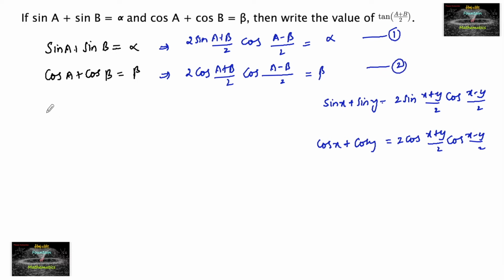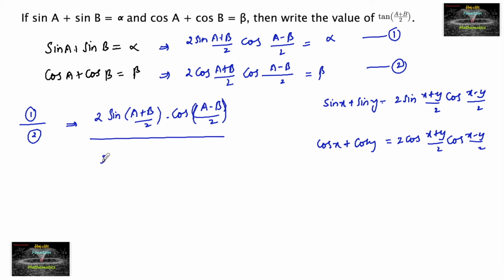Now dividing equation 1 by equation 2, we get 2 sin of (a plus b) by 2 into cos of (a minus b) by 2, upon 2 cos of (a plus b) by 2 into cos (a minus b) by 2, which is equal to alpha upon beta. So the 2 and 2 get cancelled, and cos of (a minus b) by 2 also gets cancelled.